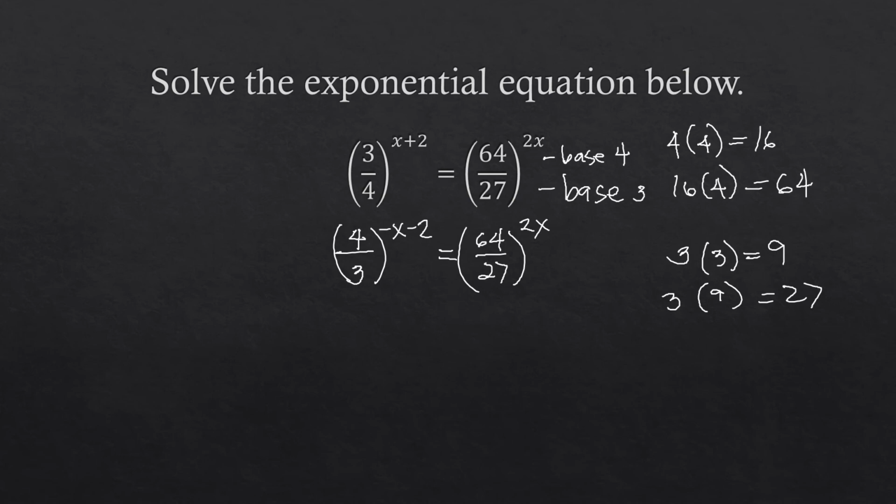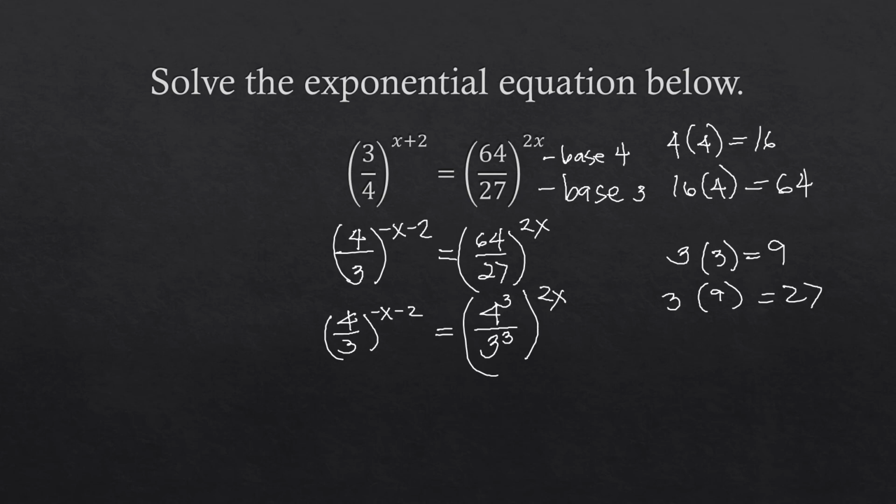Next, we are going to express 64 in base 4, because from the previous discussion, we know that it will have a base of 4. So again, we copy 4/3 to the power of negative x minus 2. This will be equal to 4 to the power of 3 from this one here, and then we have 27 in base 3, that will be with an exponent of 3, and then again that is raised to the power of 2x.